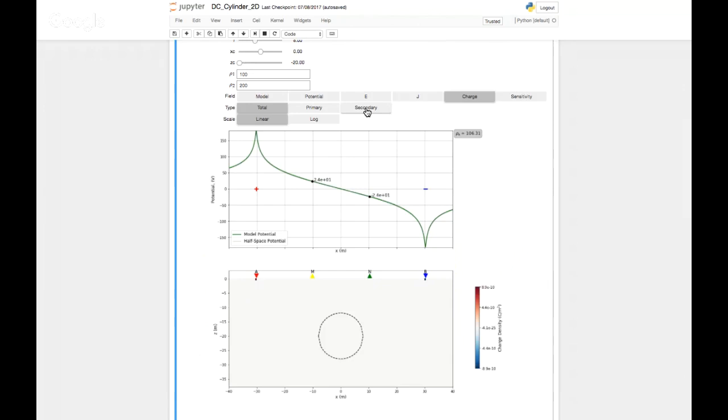So if I look at the secondary charges, now I see something that's a little bit more like I was expecting, right? So I've got positive charges here, negative charges here. I get positive charges because I'm going from a background to something that's more resistive. And if I get negative charges, I'm going from more resistive to conductive. So it's a bit of a flip around.